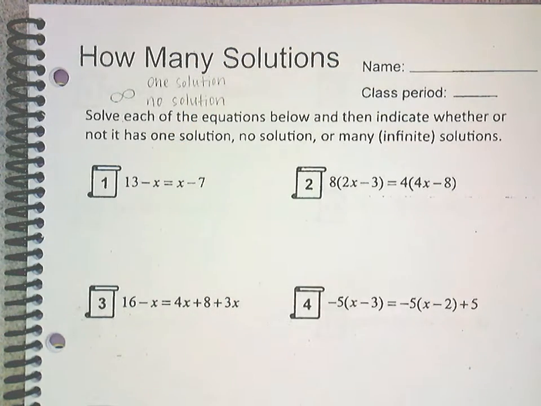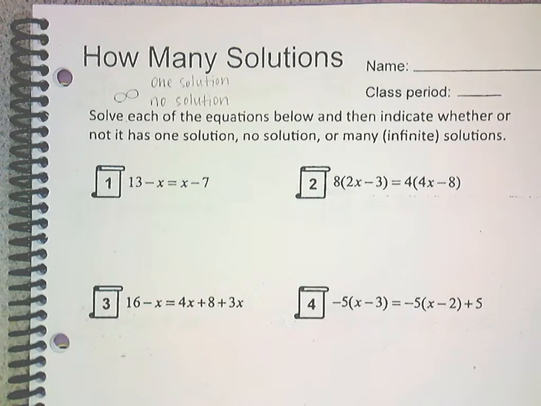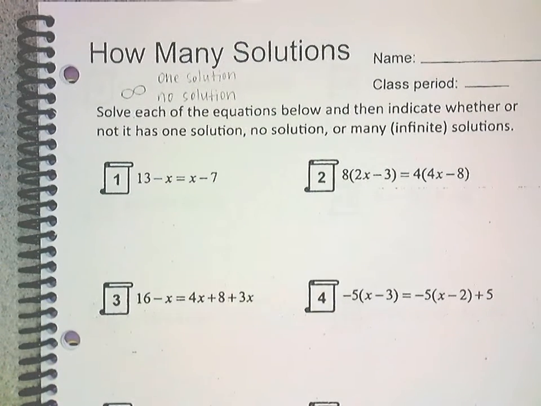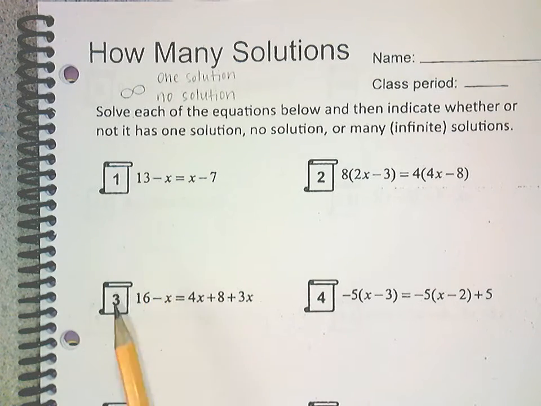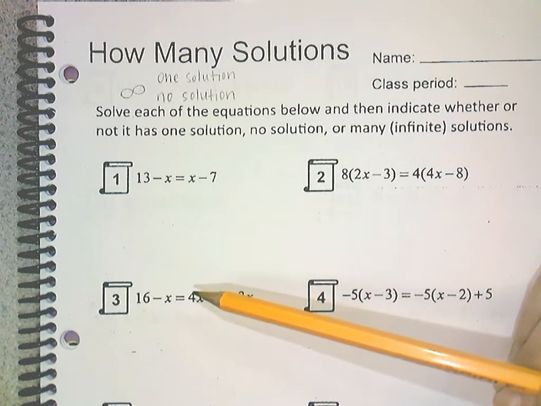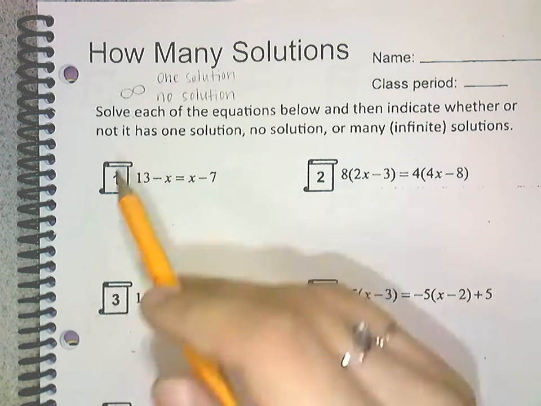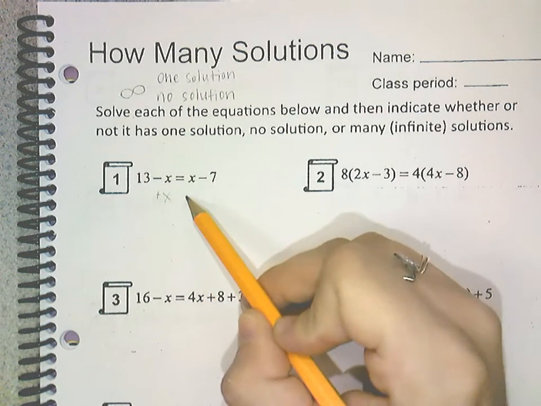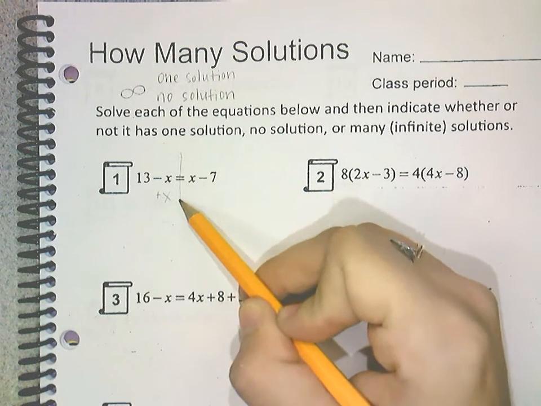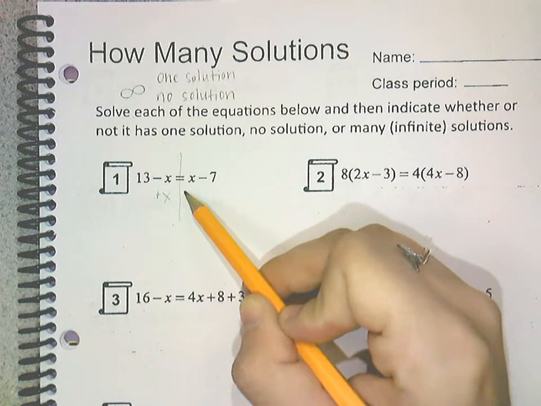So I would recommend writing those at the top of your paper so that you remember what those 3 choices are. So let's start with number 1. Just like normal, we need to just start solving our equation. So we want to get all of the x's on one side. Since this x is negative, I'm going to go ahead and add it on this side. Then whatever I do on one side of the equation, I must do to the other side.